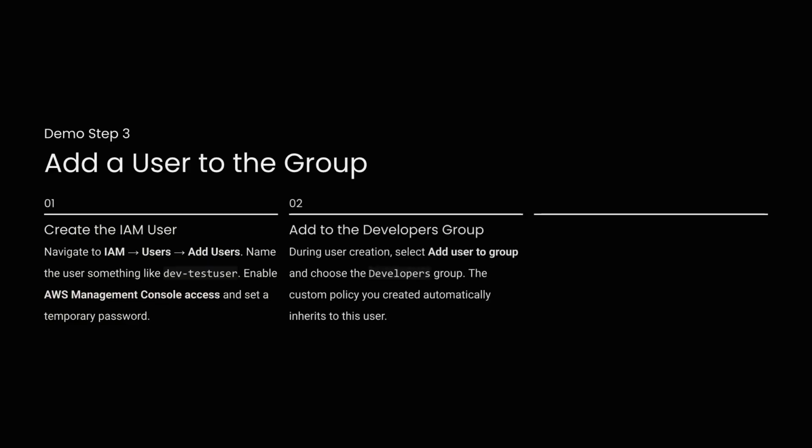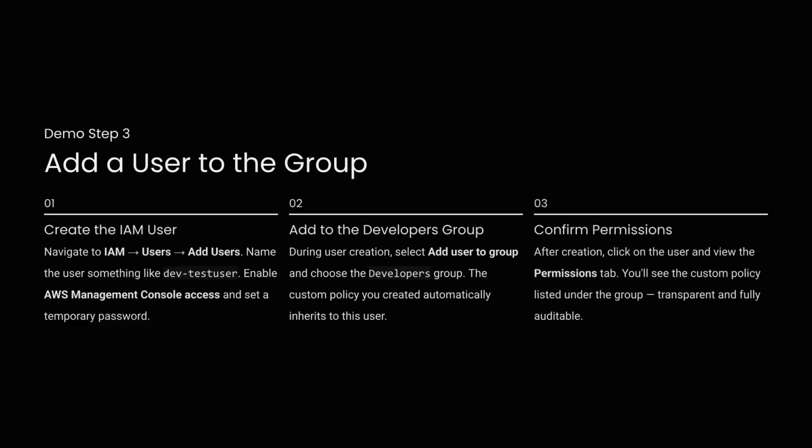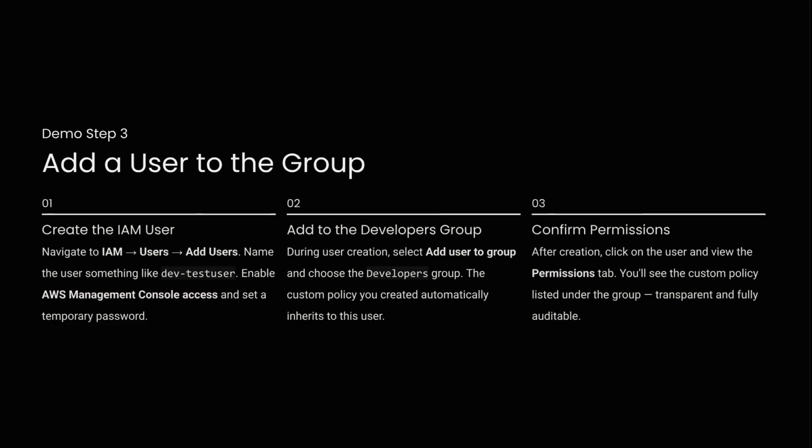Demo step 3 involves adding a user to the group. Navigate to IAM Users and Add Users. Enable AWS Management Console access and set a temporary password. Add the user to the Developers group. Finally, confirm permissions on the user's Permissions tab to see the custom policy inherited from the group.